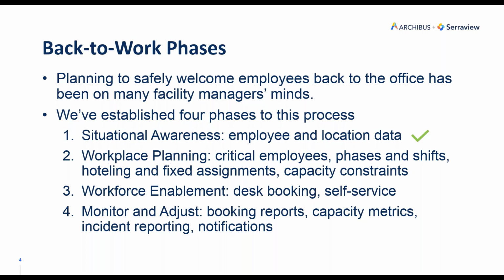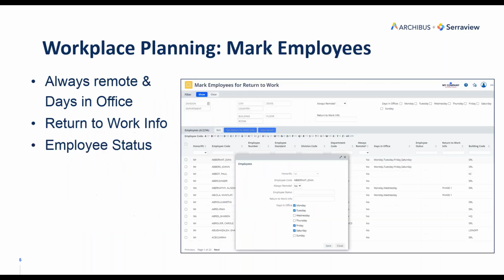So we list here things like booking reports, who's come in and when, and of course that could be very critical in any contact tracing that you may need to do. Capacity metrics, incident reporting, as we do in health and safety, and of course notifications, some of which we do in emergency preparedness. So those are the 4 phases, and in the ensuing slides, I'll talk about how Archibus has responded to these phases, and then we'll get into some more detail in videos that I'll narrate that go into what we've done in 25.2 to address these.